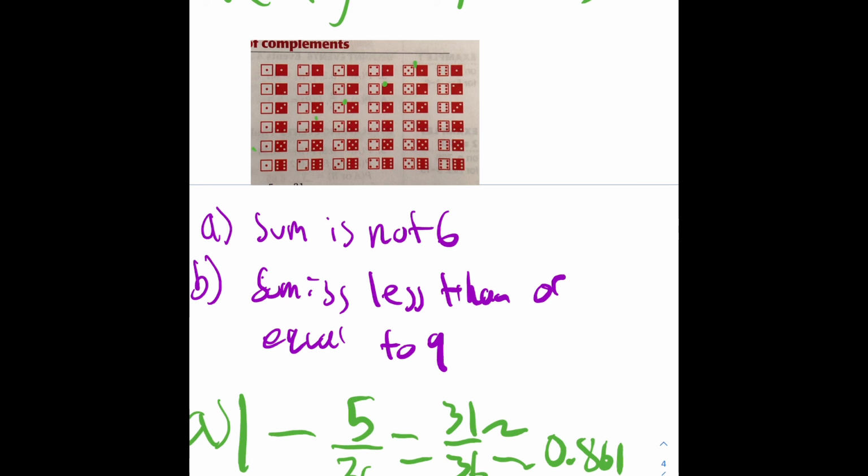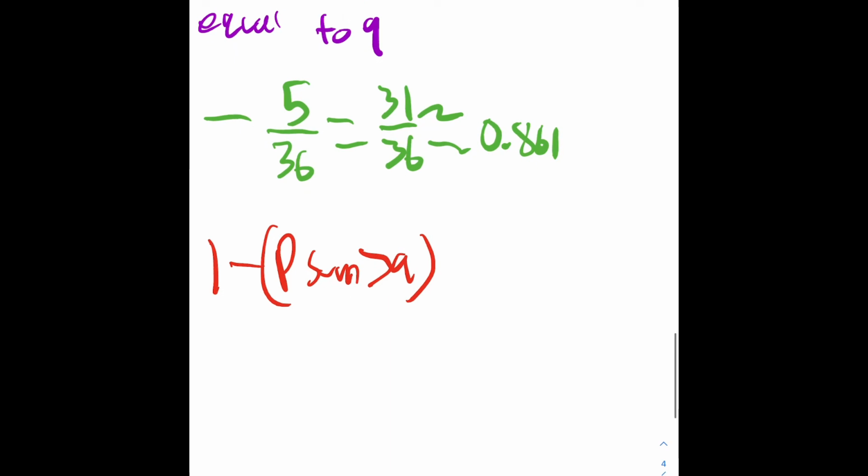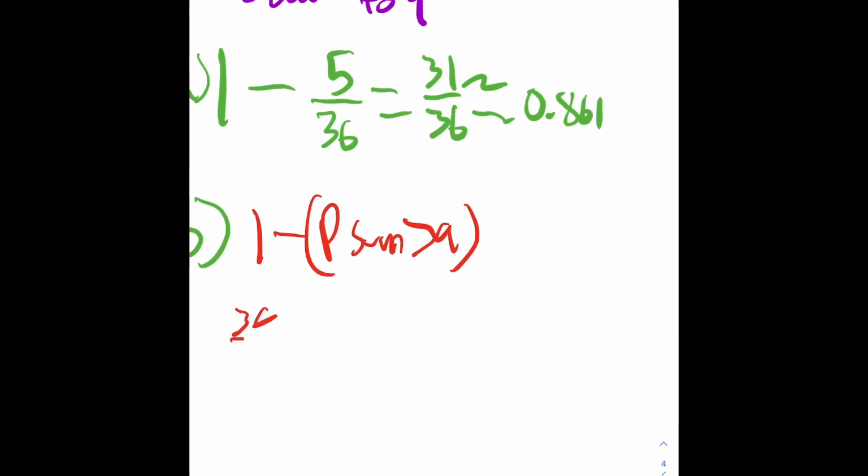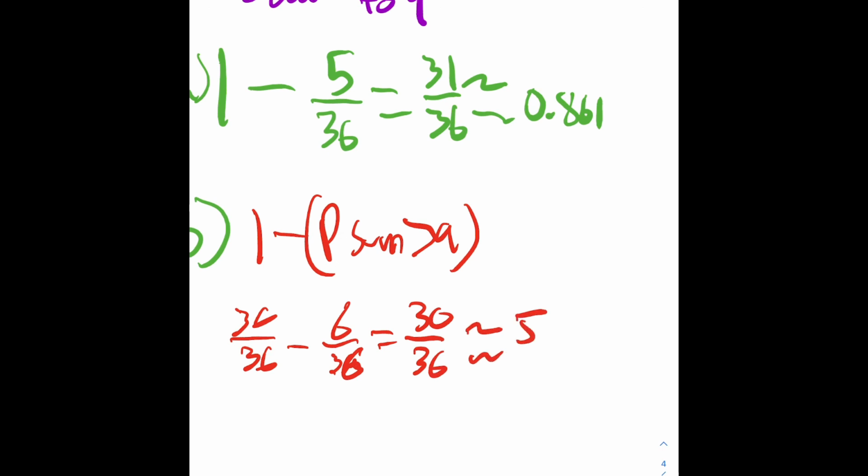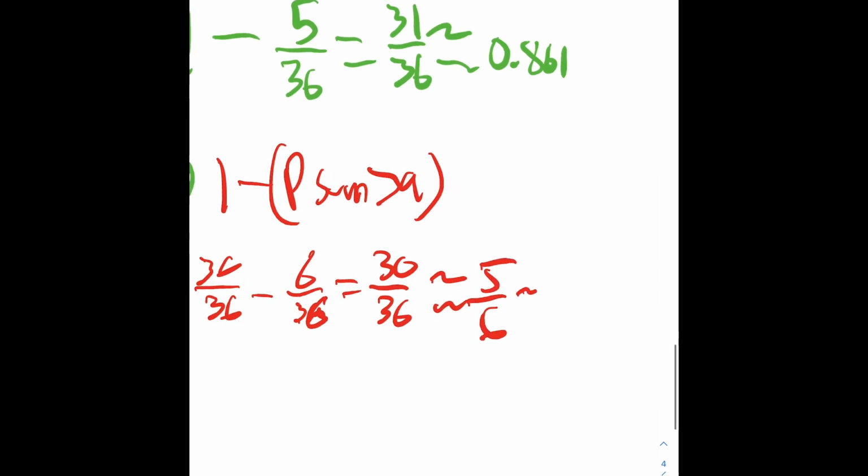5 and 5 would give me 10. 5 and 6, and 6 and 4 would give me 10. 6 and 6, 6 and 5. So 1, 2, 3, 4, 5, 6. So if I take 36 out of 36 and I subtract 6 out of 36, I'm going to get 30 out of 36, which is about 5/6, 0.833. So slightly less than our last example.